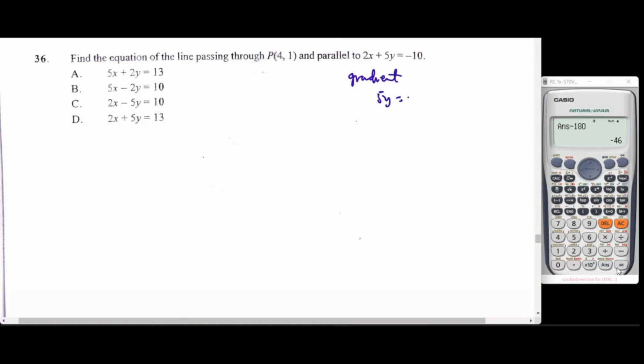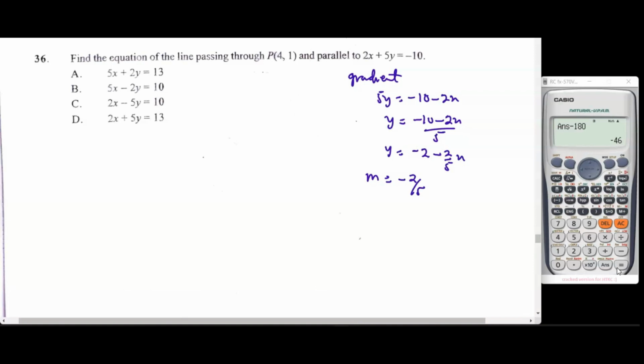5y is equal to negative 10 minus 2x. Then we divide both sides by 5. y will be equal to negative 10 minus 2x all over 5. So to generate the gradient, we have to split it, which is y is equal to negative 10 on 5, which gives us negative 2, minus 2 on 5 x. So the gradient m will be negative 2 on 5. That's the gradient for the line here.